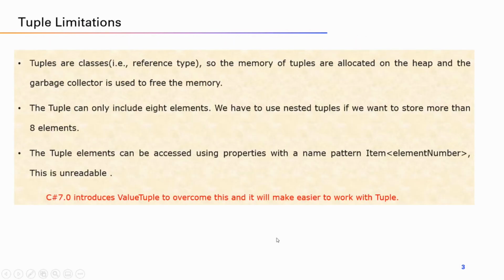The limitations of the tuples are: tuples are classes, that is, reference type. So the memory of the tuple is allocated on the heap and the garbage collector is used to free the memory. The tuple can only include 8 elements. We have to use a nested tuple if we want to store more than 8 elements. The tuple elements can be accessed using properties with the name pattern like Item1, Item2, Item3, etc. This is unreadable. C# 7.0 introduced value tuple to overcome this, and it will make it easier to work with tuples. We will see value tuple in our next video.